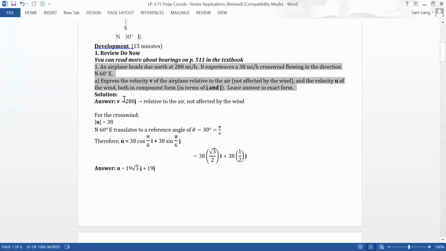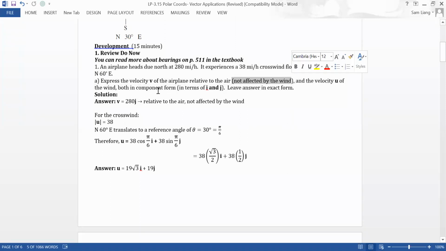All right, for the velocity of the airplane, it's going to be 280j, because it says it heads due north. So due north is directly up, so vertical. So it's going to be 280j. Technically, it's 0i plus 280j, but you can just write it as 280j. And this is relative to the air, not affected by the wind, as they say here.